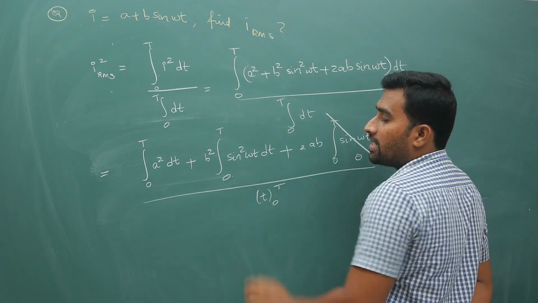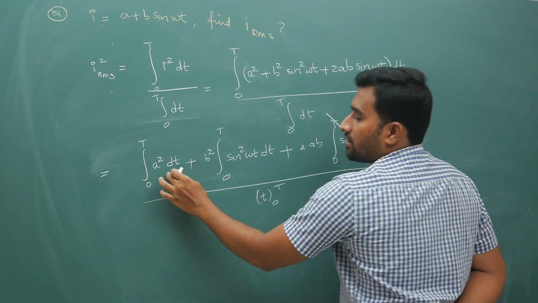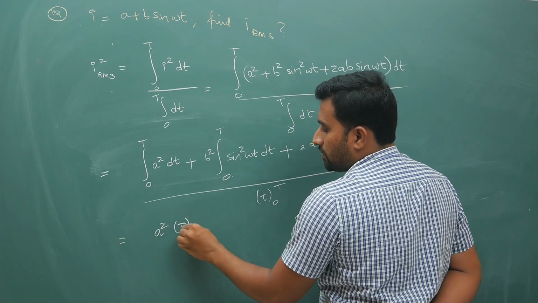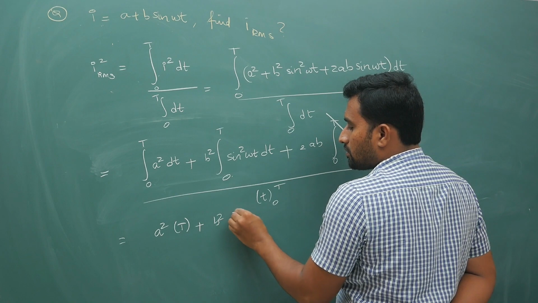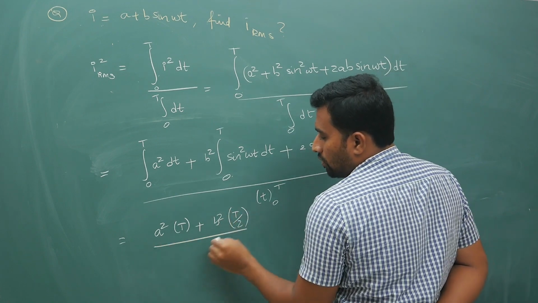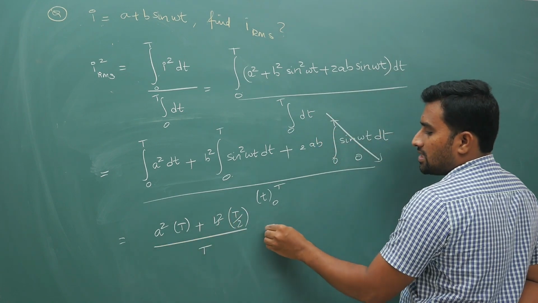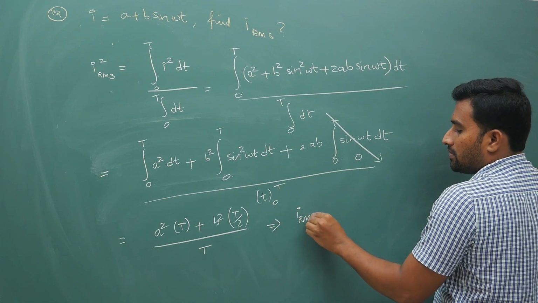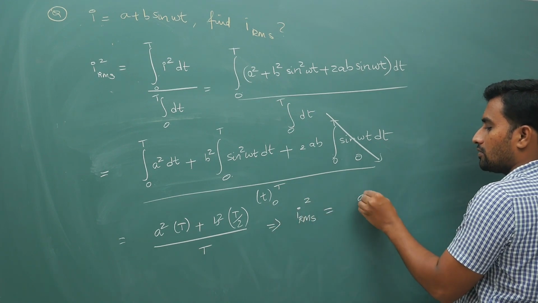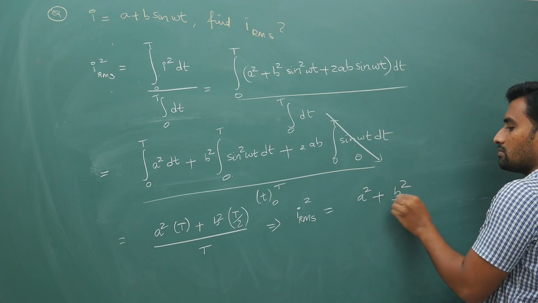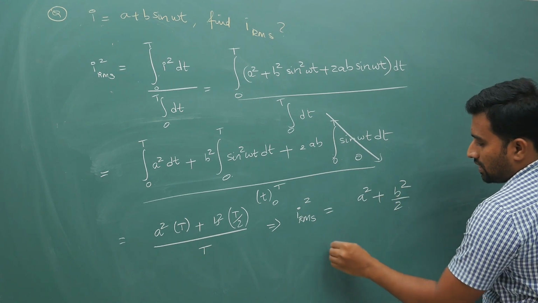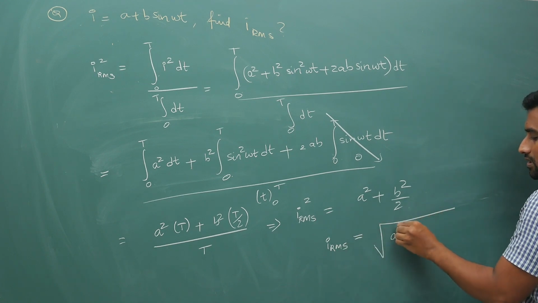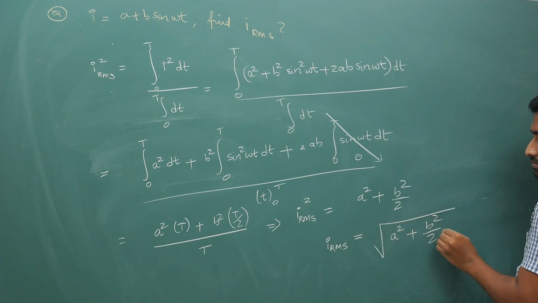Your sin square omega t integrates to T by 2. For A square it is just simply T, so this will become A square times T plus B square times T by 2, whole divided by the denominator T. So finally what you are getting is: your I RMS square is equal to A square plus B square by 2. Your I RMS is the square root of A square plus B square by 2.